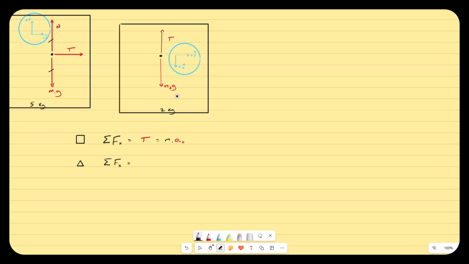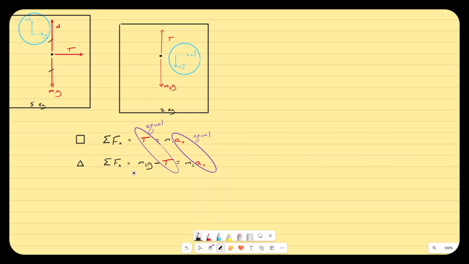Over here, in the positive x direction, I have m2g. In the negative x direction, I have T. And together, that's equal to mass 2 times acceleration in the x direction. Here's where it's important. These tensions are equal. These accelerations are equal, which means I have a system of two equations with two unknowns.